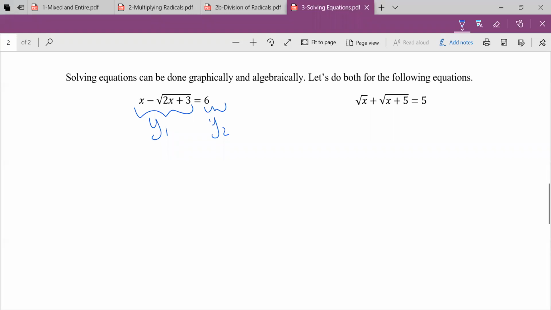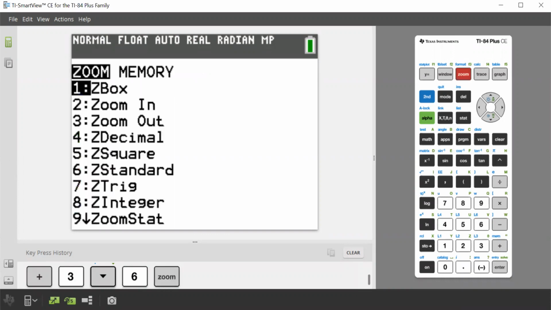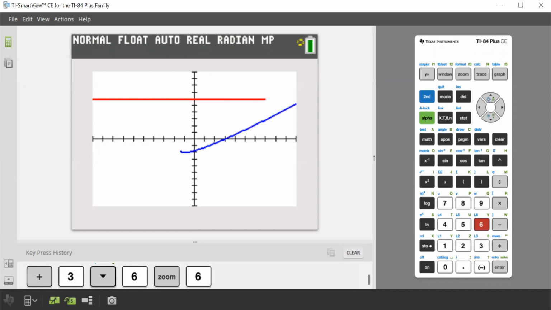Okay, you've taken the time to put that in your calculator, and let's pull that up so we can see what that looks like. So you should put it in y1 and y2, just like that. And now just make sure your window settings are back to normal. So I'm just going to go zoom standard 6. And there it is. Okay, there's my two graphs.